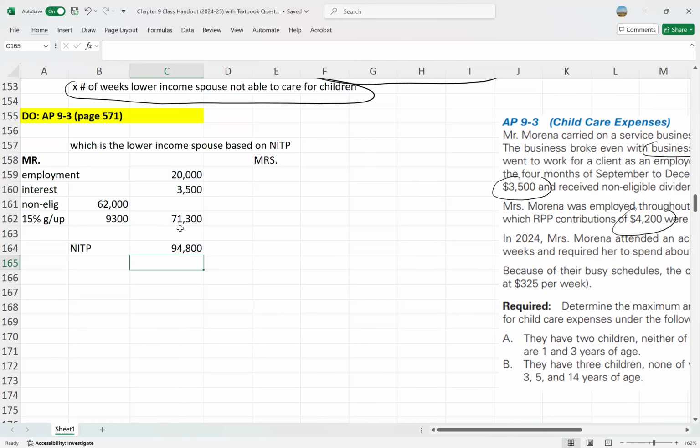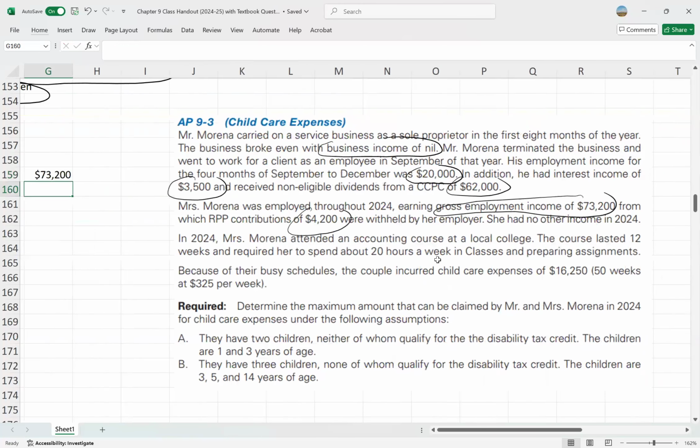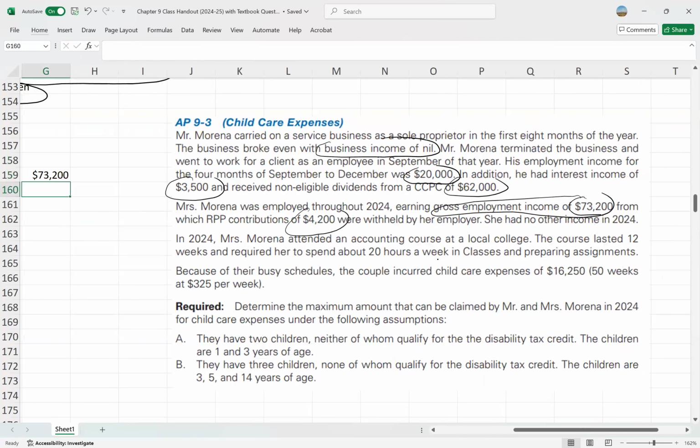So we're just trying to figure out which is the lower income spouse based on net income for tax purposes. Then we have Mrs. Morena, and all she had was gross employment income of 73,200. But if you remember from chapter 3, her gross employment income was 73,200, from which 4,200 was deducted for her RPP contributions.